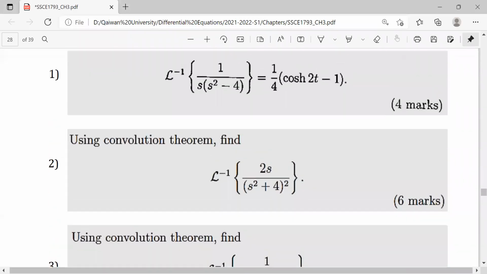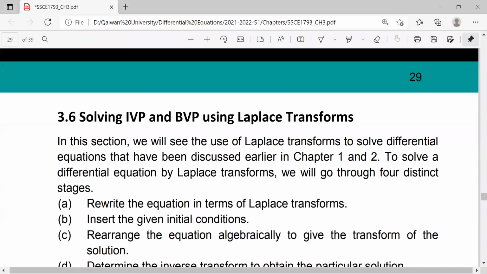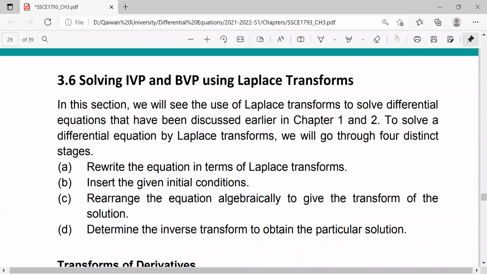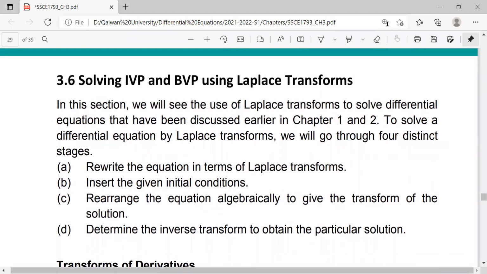In the previous lecture, we finished section 3.5. Now we have 3.6, which is about solving initial value problems and boundary value problems by using Laplace transforms.